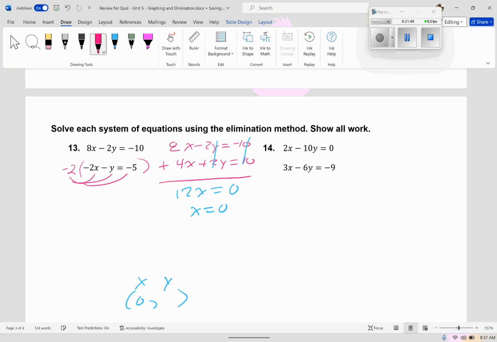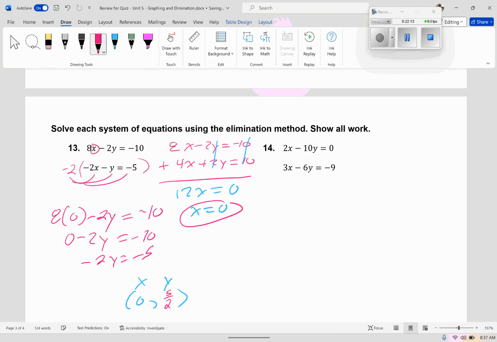Okay, so I'm going to take this x value, which is 0, and plug it into either one. Maybe I'll plug it in right there. So I'm going to get 8 times 0 minus 2y equals -10. So that's 0 minus 2y equals -10. -2y equals -10. Divide both sides by -2. So it looks like I'm going to get 5/2, or 2.5 if you used a calculator.